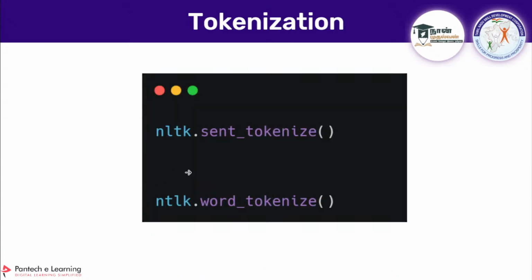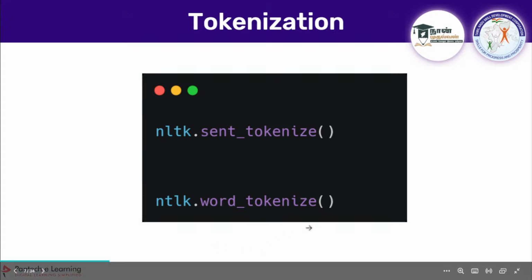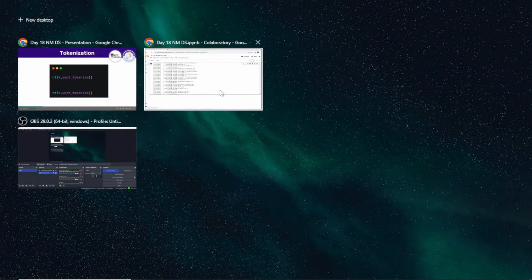So if you want to perform sentence tokenization, you can go with nltk.sent_tokenize. Clear, guys? So this will help you to convert a paragraph into sentences. It will be stored in a list separated by comma. If you want to convert them into words, you can go with nltk.word_tokenize, which will turn them into words separately. So I hope we can do this in Colab.